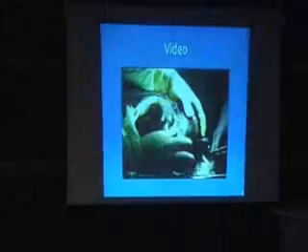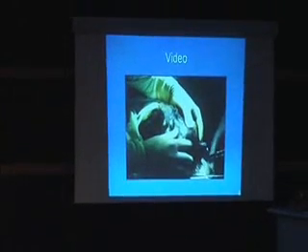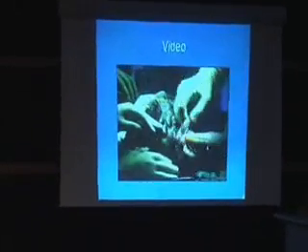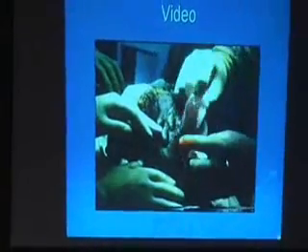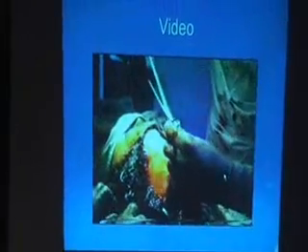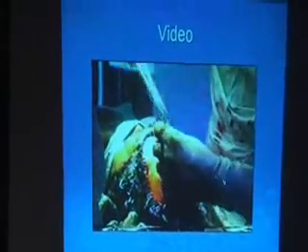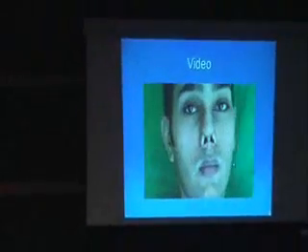Here you can see the total amount of expansion. This is extrusion. And you can see the skin was removed and the flap was set. This is my last case.